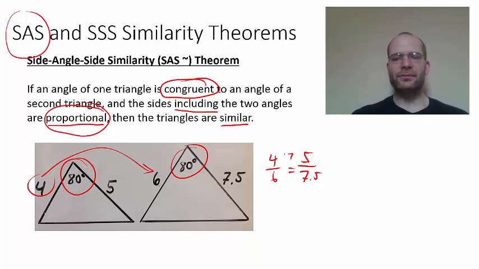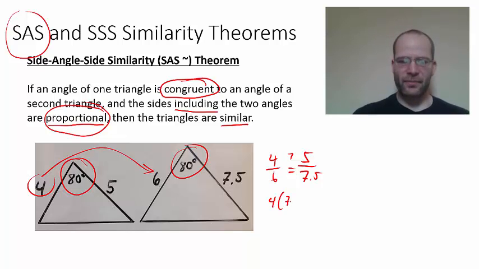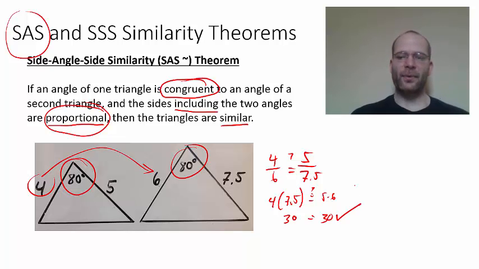Well, in order to answer that question, we just cross multiply 4 times 7.5. Does that equal 5 times 6? On the right side, that's easily seen as 30. You know, twice 7.5 is 15, and then multiplied by 2 again is 30. And so they are, in fact, proportional. So we can tell that these two triangles are similar.